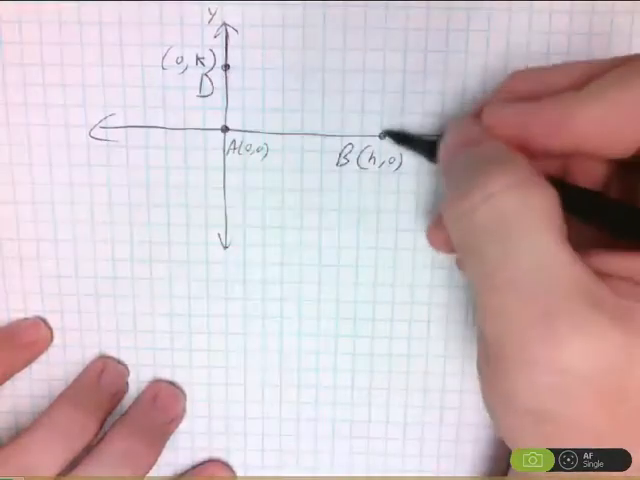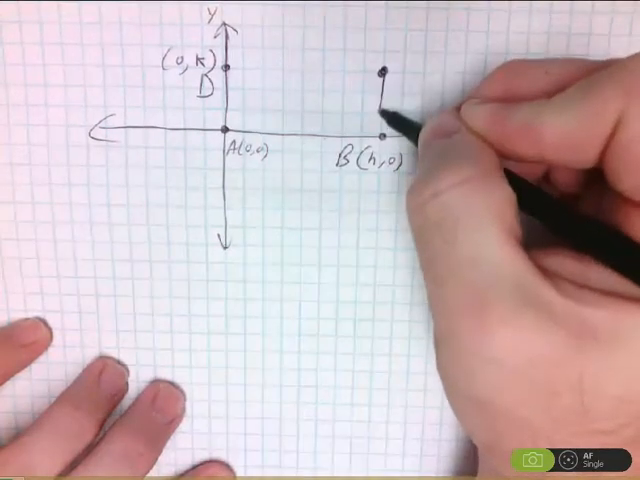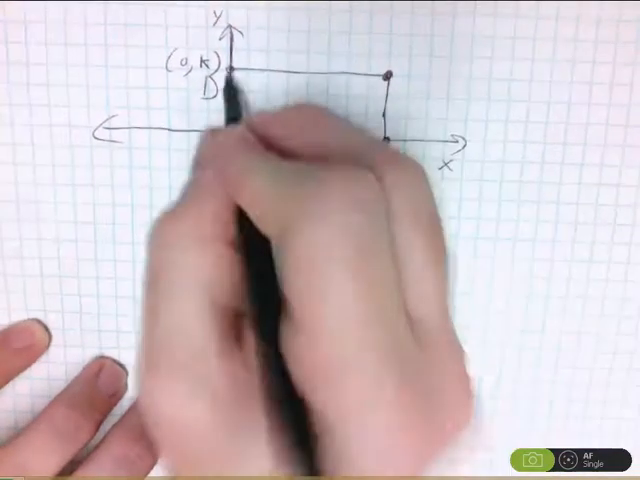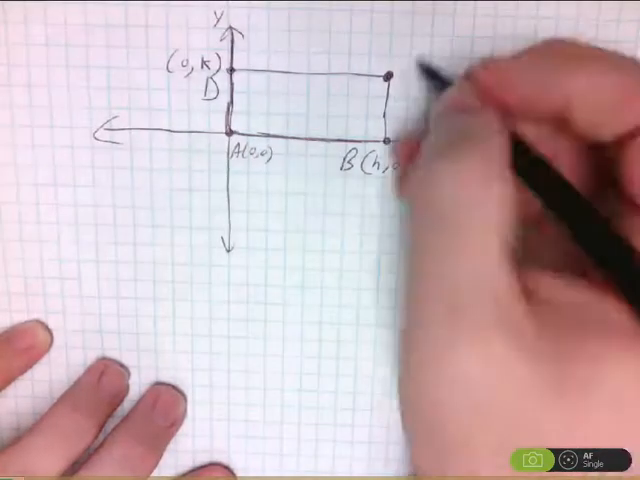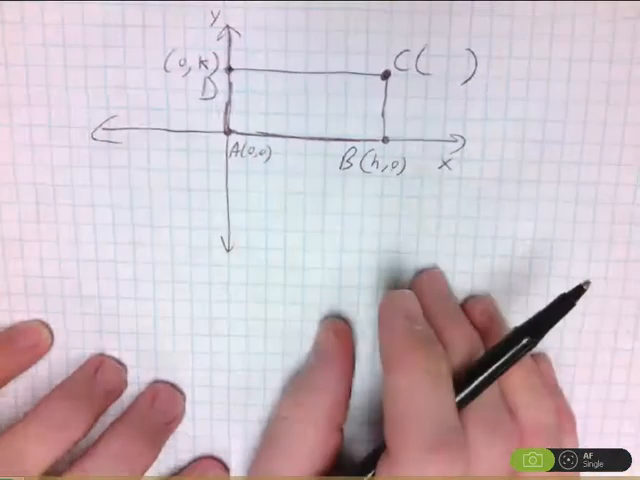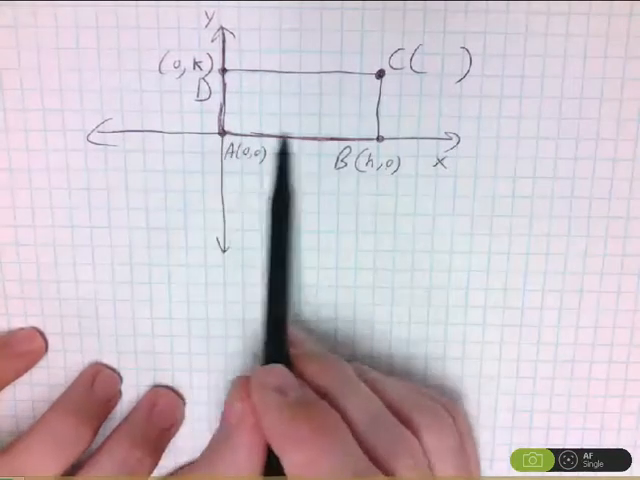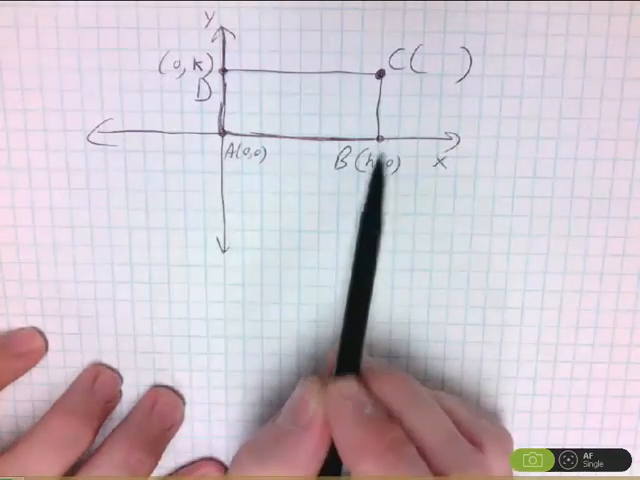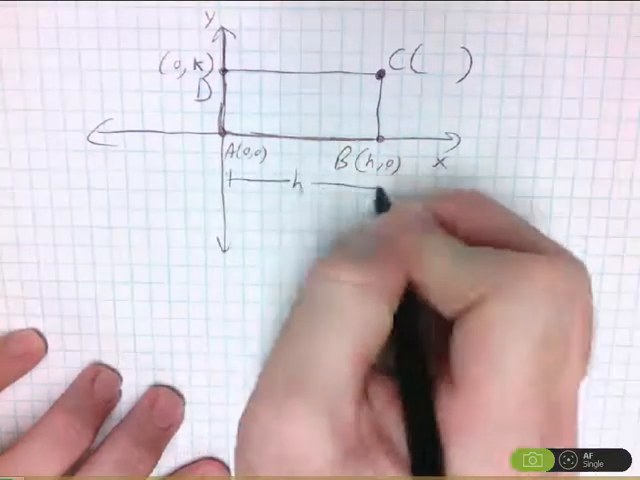So let's find point C. Well, it's got to be here if it's going to be a rectangle, right? I've got to connect it, right? And then the question is, what are the coordinates of point C? Well, I can't just pick anything I want because I've already kind of locked this in a little bit. I may not know how far out I went, but I know it is represented by h. This distance right here is h.